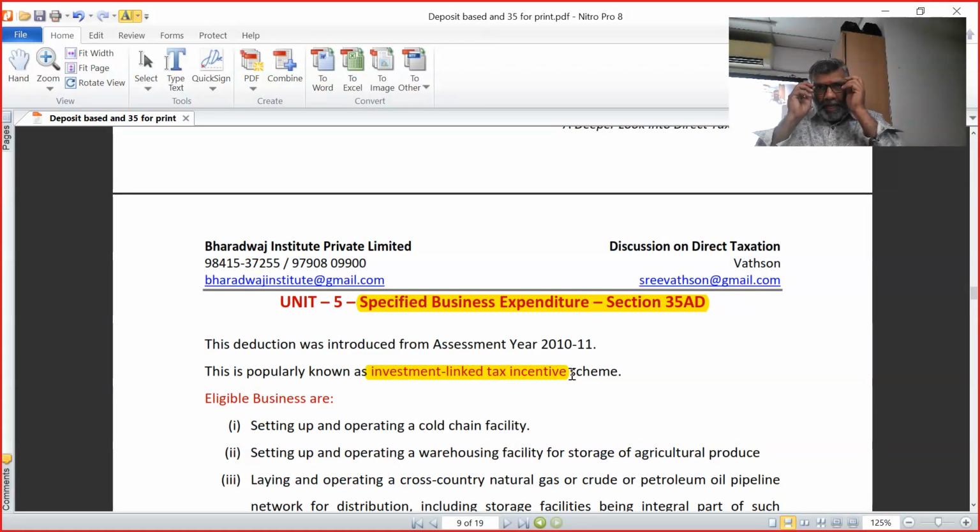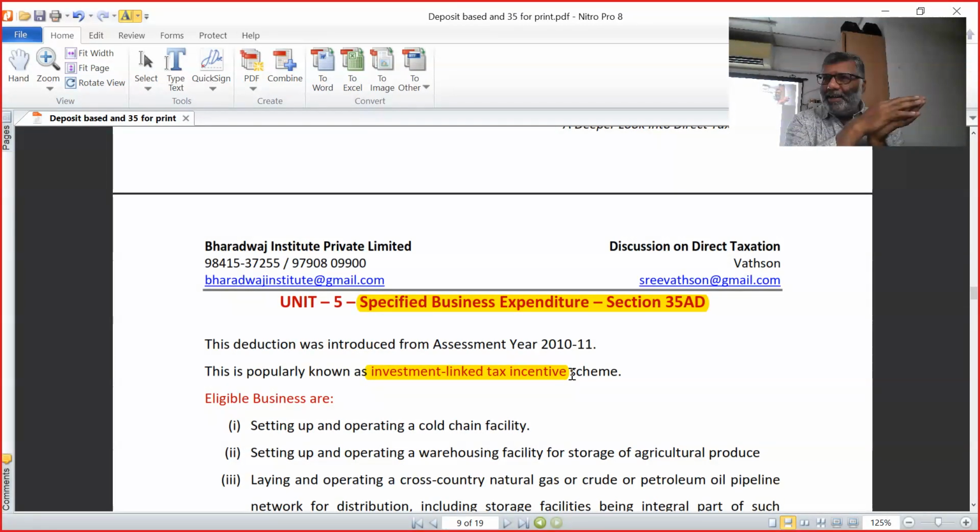What did we do? We started identifying sectors and said, if you make investment in this sector, you will be given deduction. Whatever investment you are making, you will be given as deduction. Whatever investment, you will claim it as expenditure. Now, I'm telling you a lot of things. Then we will go and study the theory. First, understand.